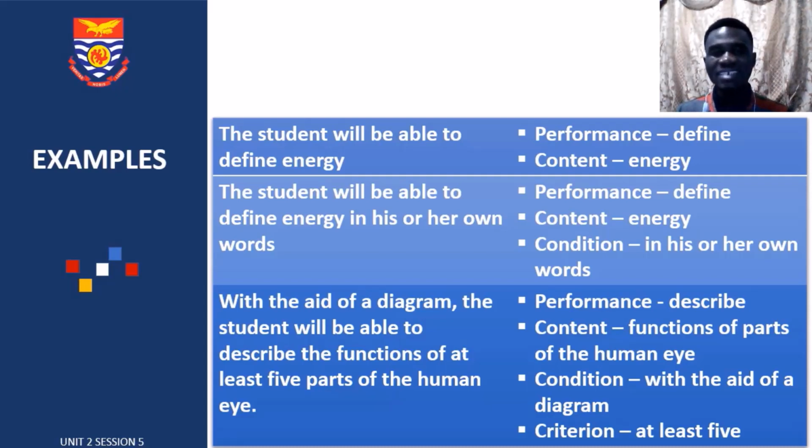And the last example: with the aid of a diagram, the student will be able to describe the functions of at least 5 parts of the human eye. And so the performance term here is describe. The content talks about functions of parts of the human eye. The condition is with the aid of a diagram, and the criterion is at least 5. So we must take note of these components.